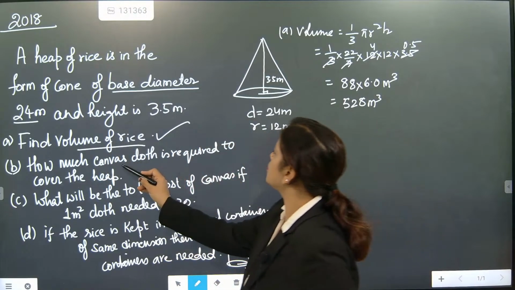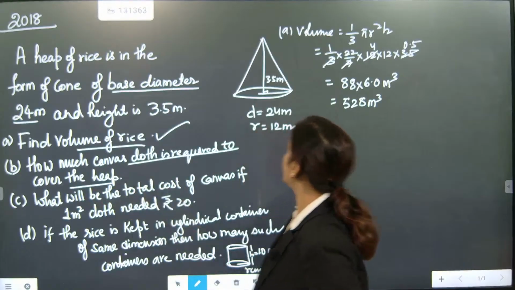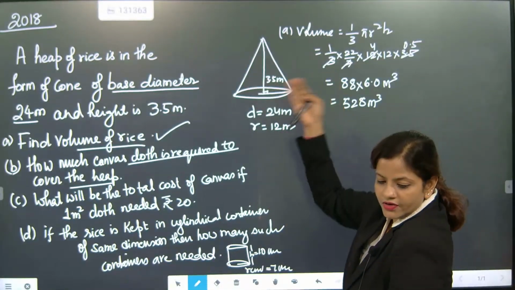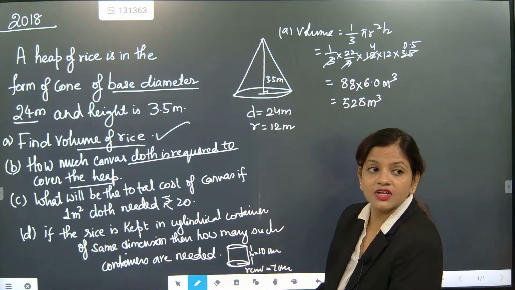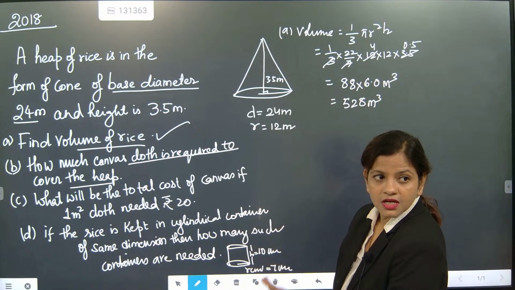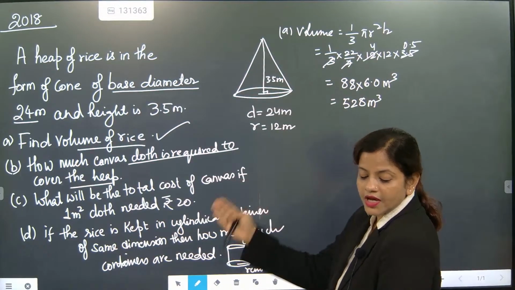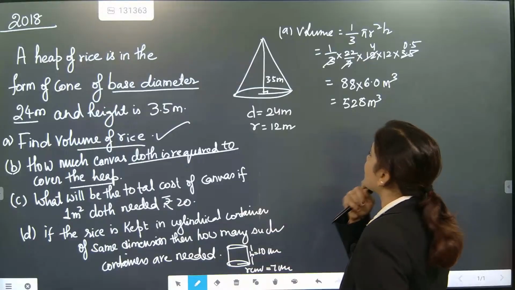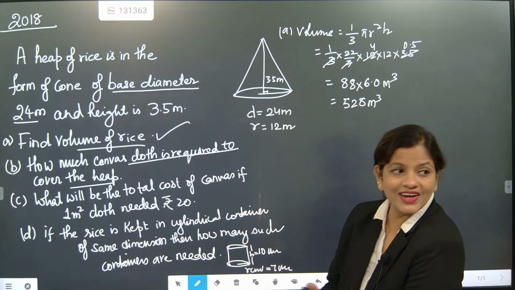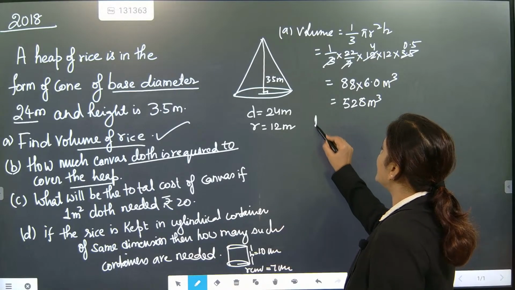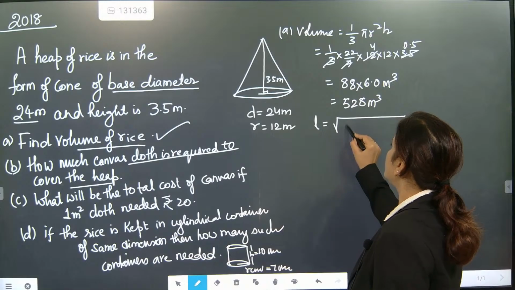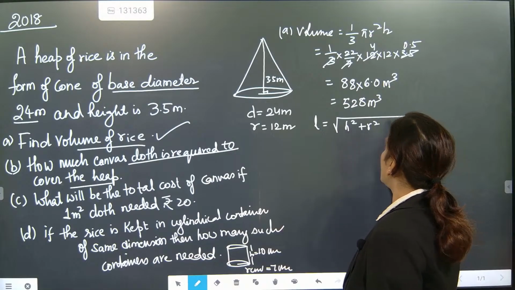How much canvas cloth is required to cover the heap? The canvas cloth is going to cover the upper region, so it will become the surface area. So the canvas required to cover the heap will be exactly pi r l. For that we need to find the slant height. Slant height l is equal to root under h square plus r square.